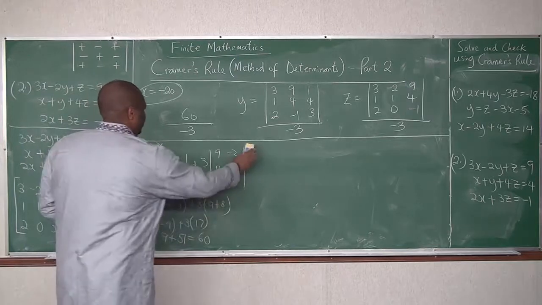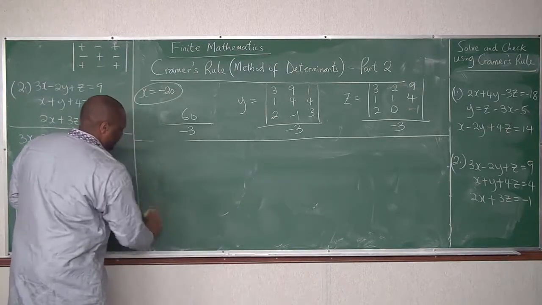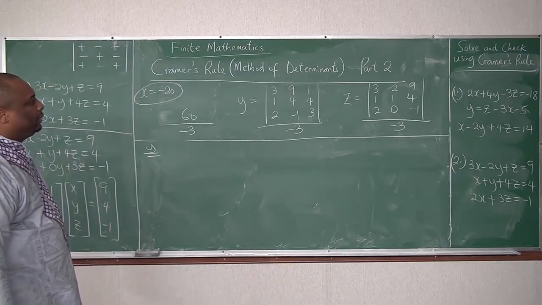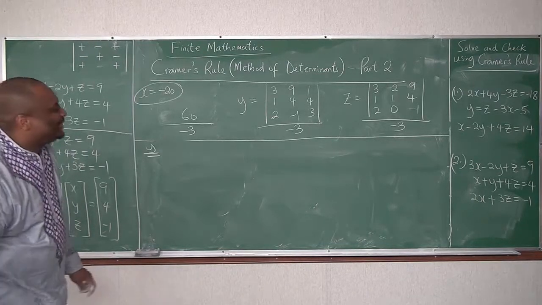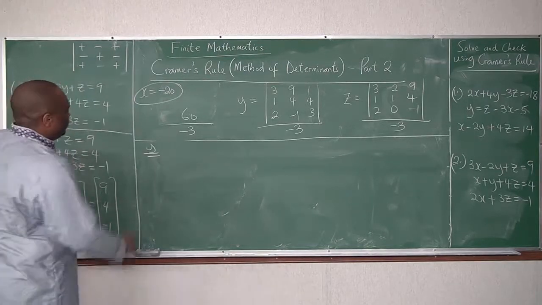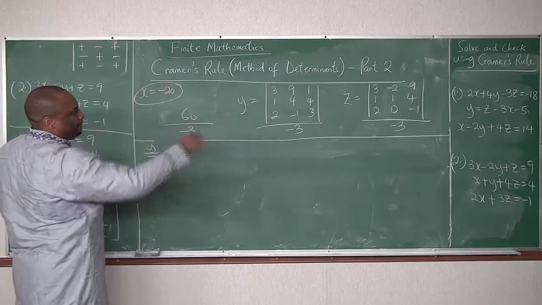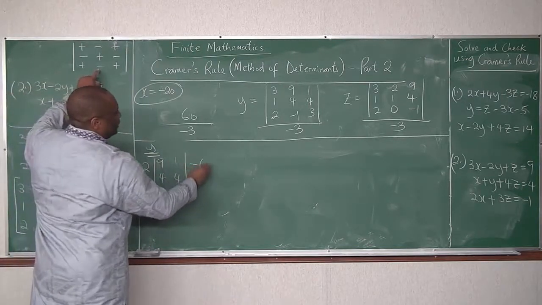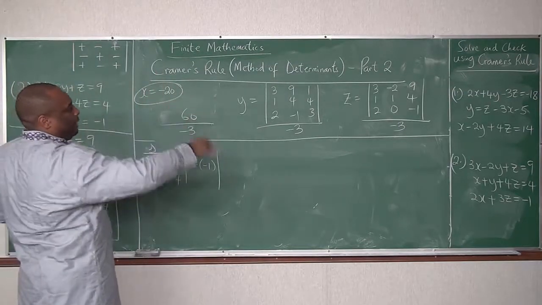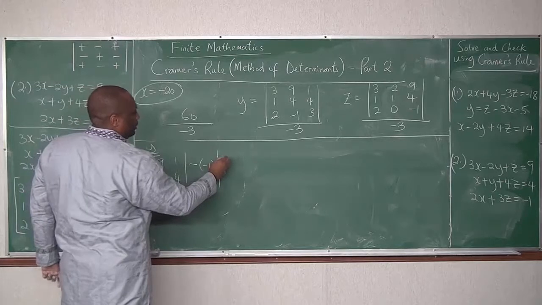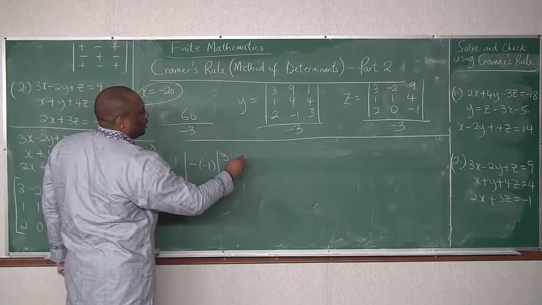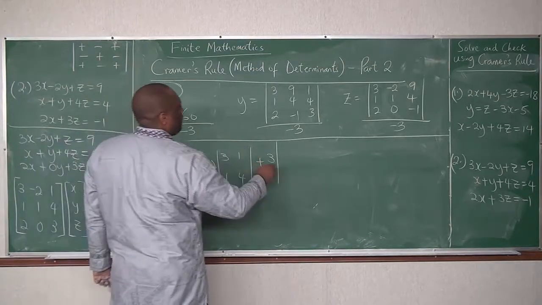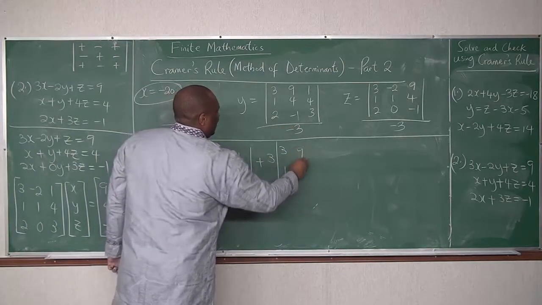Now I go for y. What row should I use for y? I'll just use row 3. So plus 2 determinant, 9, 4, 1, 4. Then minus 1 determinant, 3, 1, 1, 4. Then plus 3 determinant, 3, 1, 9, 4.